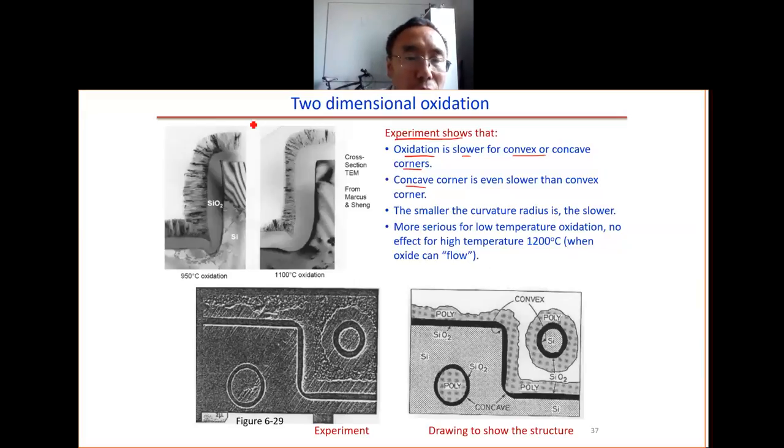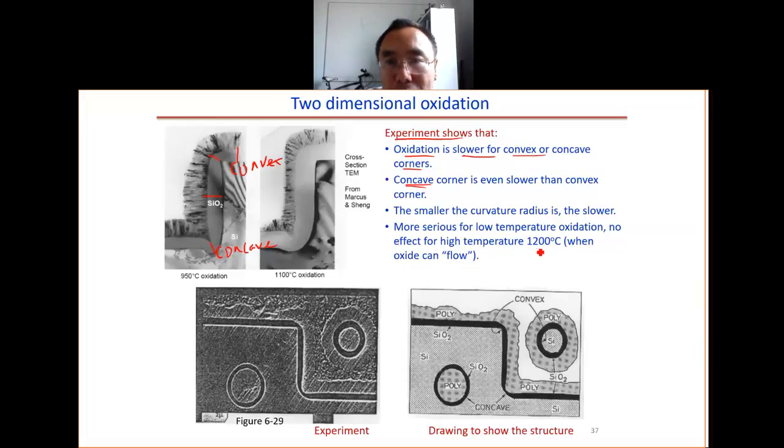So you can see here, this is the convex corner. This one is the concave one. You can see the thickness here and the thickness here. They are both less than the thickness on the flat surface. So the concave and the convex have slower oxidation. The concave is even slower, you can see here.